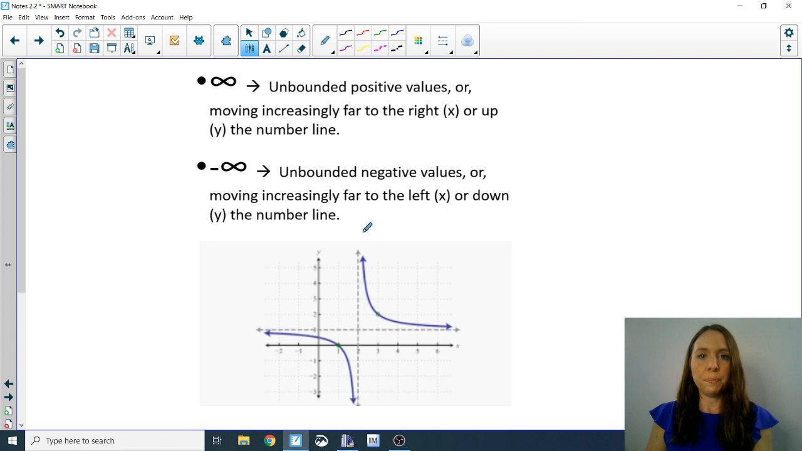Okay, negative infinity is the opposite. If you are approaching negative infinity, you're starting with a negative value and you're making it more and more negative. So things like -1, -10, -100, -1,000, and so on, could be used as a model for approaching negative infinity. Also, negative infinity is moving to the left along the x-axis, or if you see the graph going down, you would call that moving toward negative infinity on the y-axis.